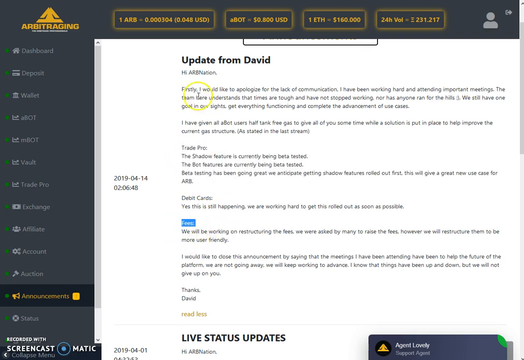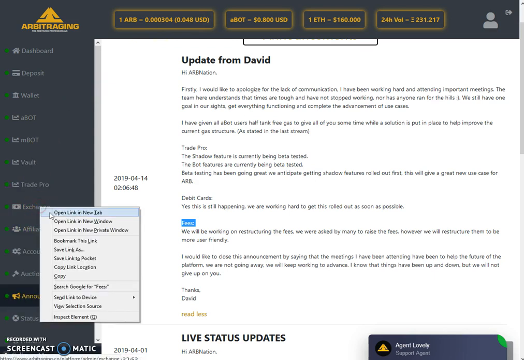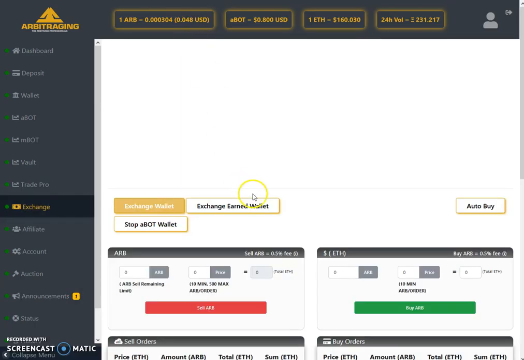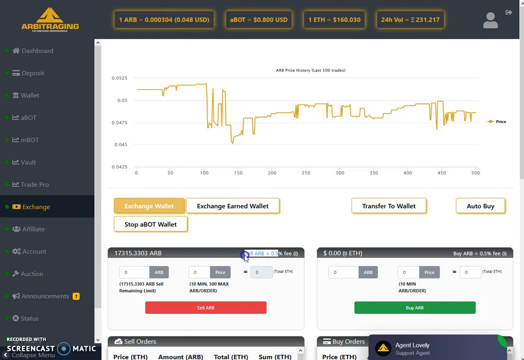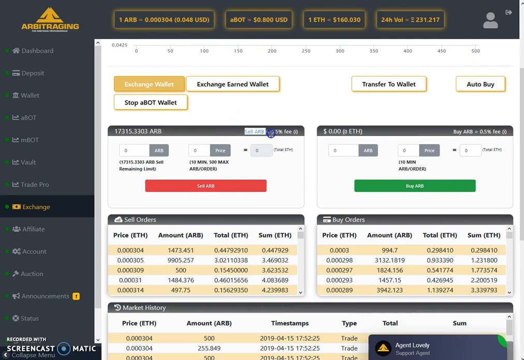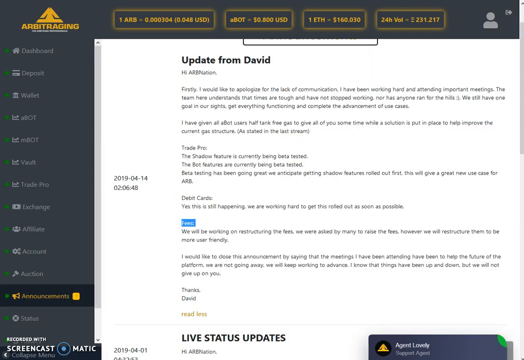And the fees thing, which I told you about: the prices are now the same, so there is no extra fee on the sell side. It is normal as it was before, which is 0.5%. As you can see here, it's 0.5% sell ARB fee, and buy ARB is 0.5% also. But it was getting charged 10% because of the price difference, and now the price difference is fixed. So it is 0.5% only if you place a wall here, but if you sell here, I don't know the exact fees, but I think they said that they will be working on restructuring the fees.